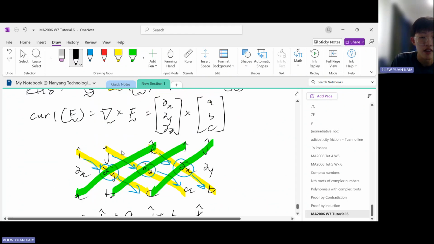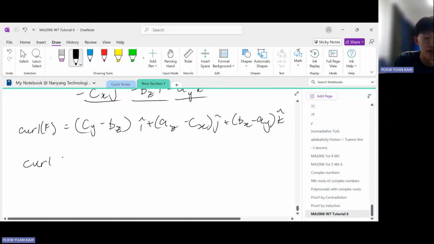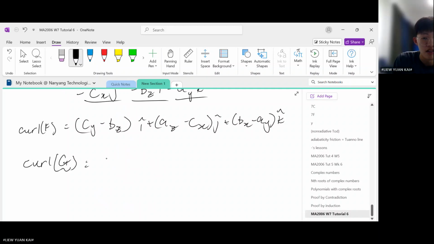Now let us do the same thing for curl of G. So this time I'm gonna go through it faster because this is very similar to curl of F. So this, sorry, it's supposed to be G.